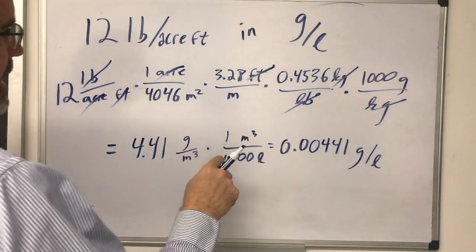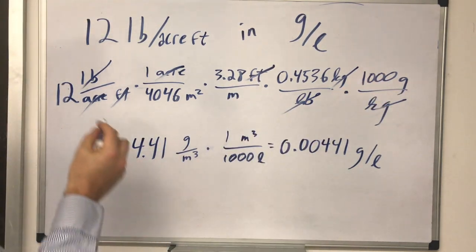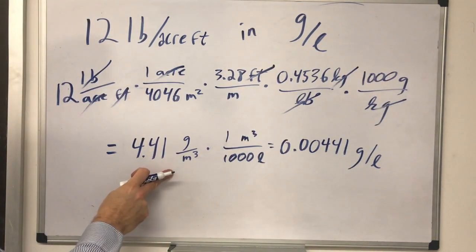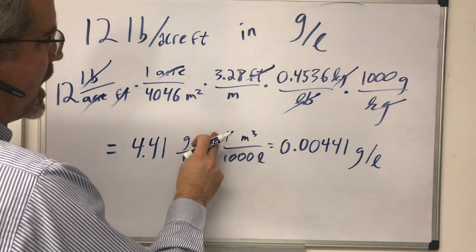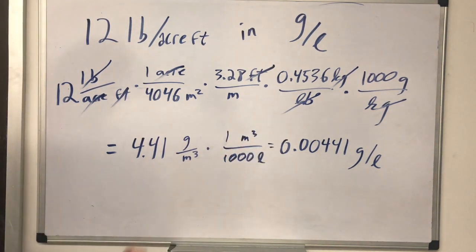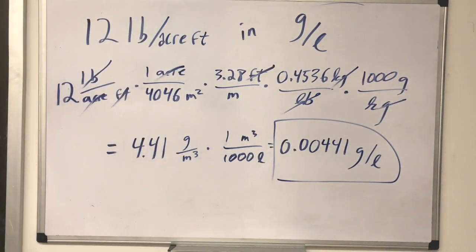Now I want it actually in grams per liter, so I'm going to have to do one more thing, but I didn't want to write it there, it didn't fit. Anyway, so I multiply all this stuff out. If I did it right, I get 4.41 grams per cubic meter. I multiply that now by 1 cubic meter per, there are 1,000 liters in a cubic meter, and I should get 0.00441 grams per liter.